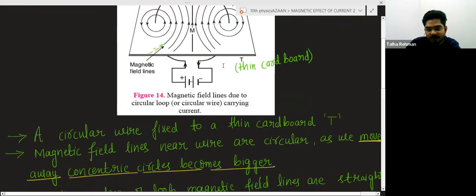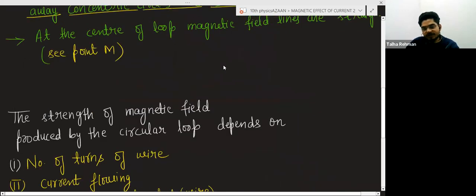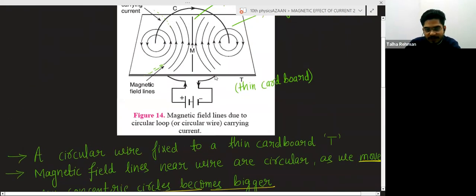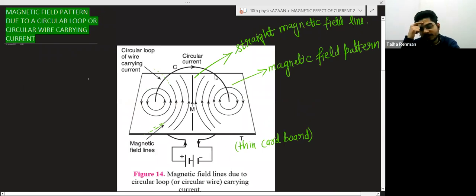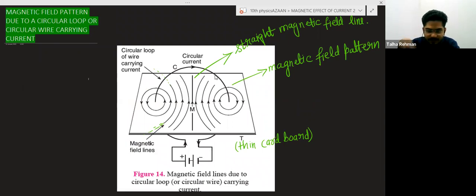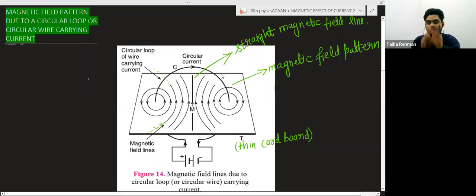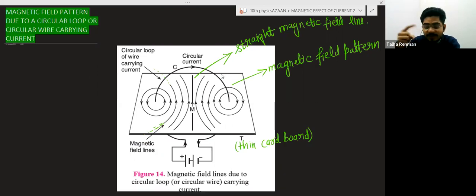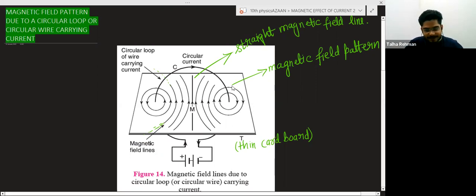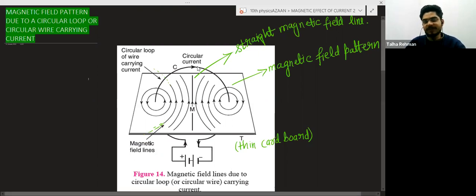With respect to the turns, suppose you have increased the number of turns of this wire to 3. So what will happen? It will look like 3 circular current carrying wires are producing the magnetic field. That is why I am saying that the magnetic field strength will increase, and obviously the more the amount of current in this wire, the more will be the magnetic field produced by this wire.